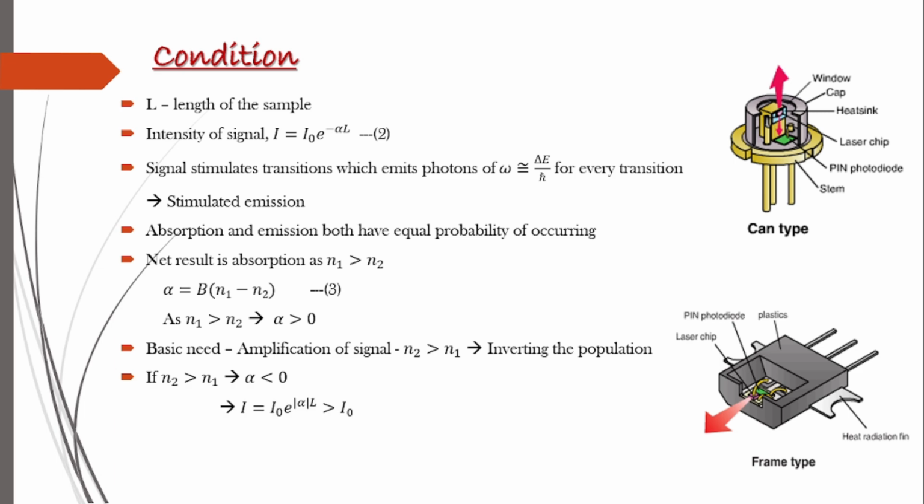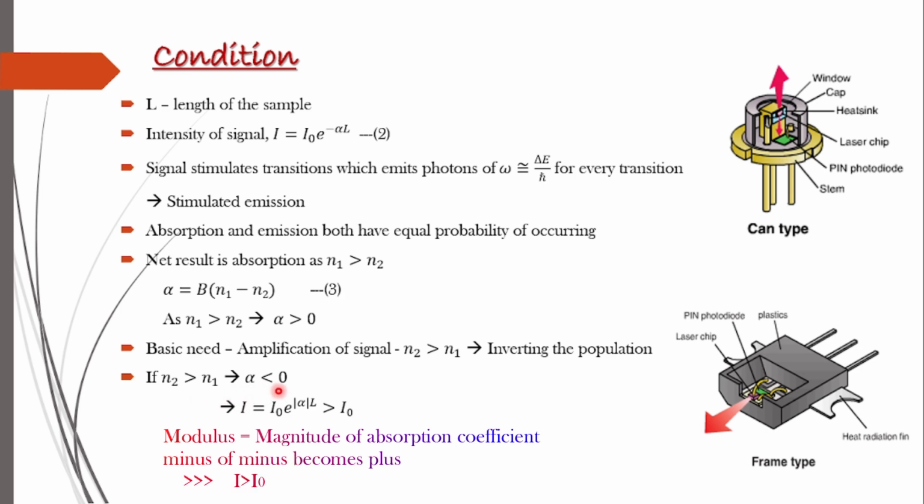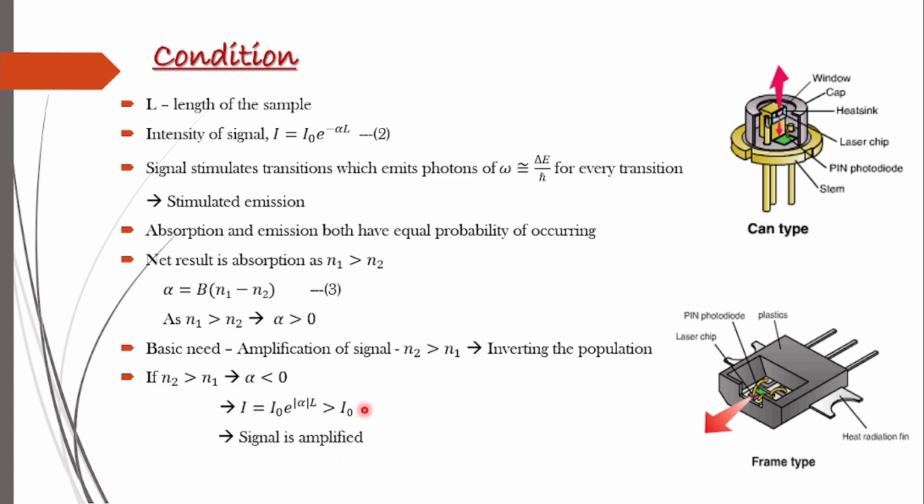And based on equation 2, we can say that I is equal to I naught e raised to modulus of alpha into L, which is going to be greater than I naught. So on inverting the population, N2 is greater than N1, alpha becomes negative, but if we consider the modulus of it, then we can observe I is going to be greater than I naught. That is, the signal is amplified because there are more emitting atoms than absorbing ones. So the de-excitation is more when compared to the excitation.